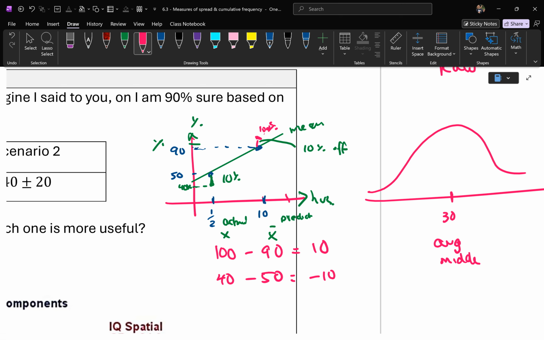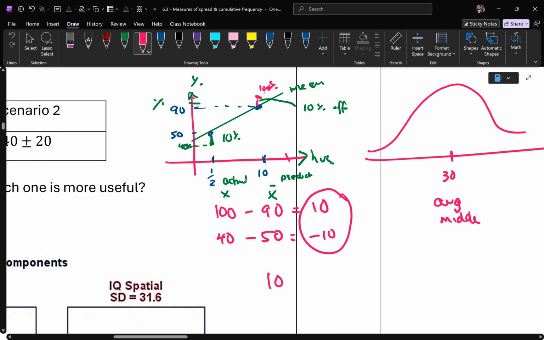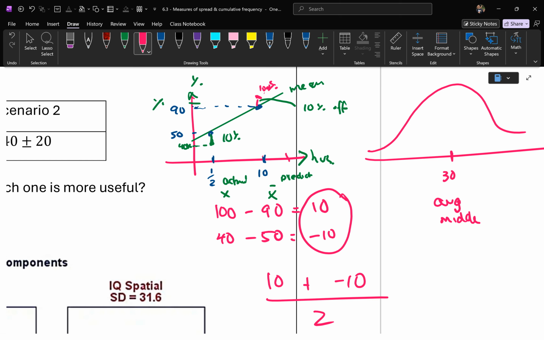Now, when you find the average, because you want to see how bad my predictions are, if we just found the average of my error, I'm 10% off. If you found the average of this, 10 plus negative 10 divided by 2, because the average is sum of all numbers divided by number of numbers. What's the problem here? What's 10 plus negative 10? 0. But then 0 divided by 2 is 0. That would mean I've got a 0% error. What's the problem with that?